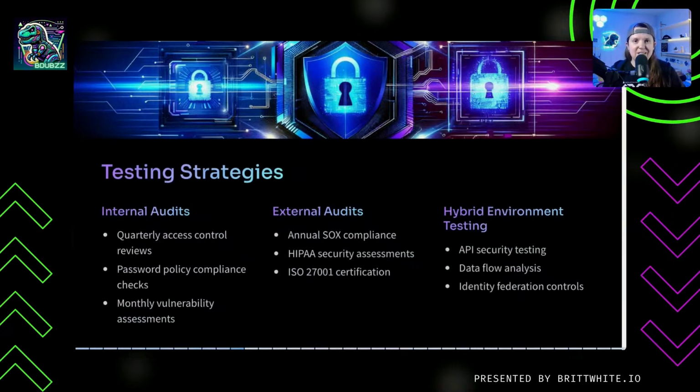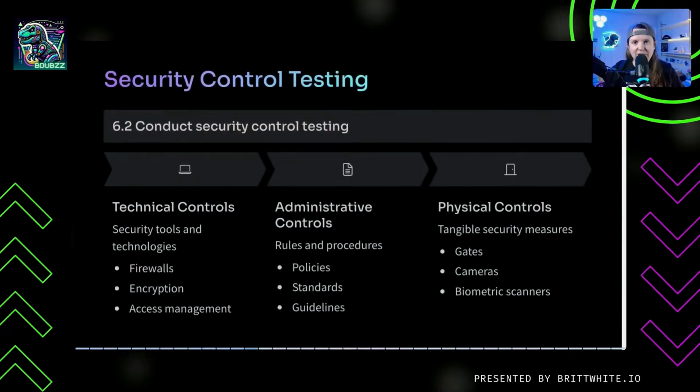Now let's switch gears into exam objective 6.2, where theory meets practice. We'll examine how to verify that our security controls work as intended. Remember, there's three key types of security controls you need to know for the exam.